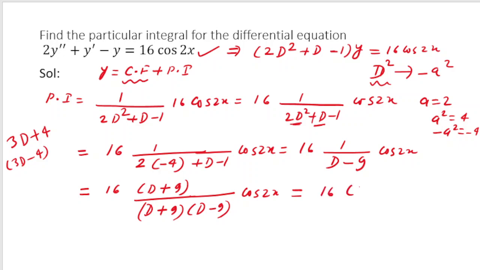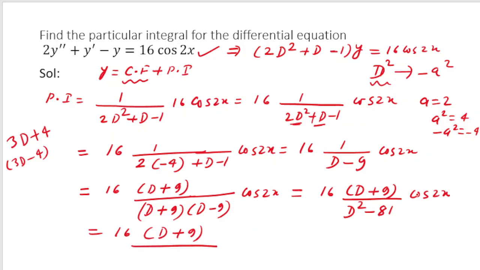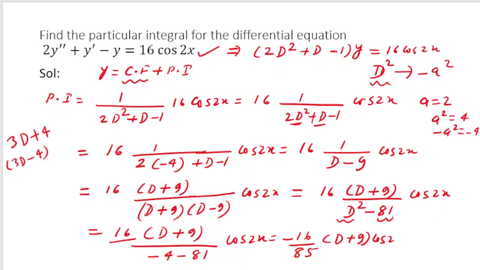So what I will get? I will get 16 and d plus 9, and here I will get d square minus 81, and that I am operating on cos 2x. So I am getting 16 d plus 9, and what I need to do now, we can replace d square by minus 4. So I will get minus 4 here and minus 81. So let me write it, minus 4 and minus 81, that I need to operate on cos 2x. So now we have 16 here, we have minus 85 here, so minus 16 by 85, and we have d plus 9 of cos 2x.